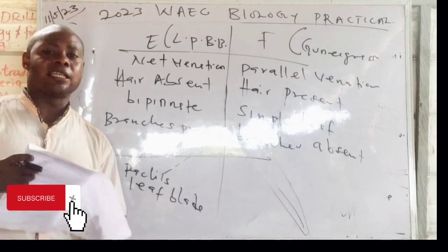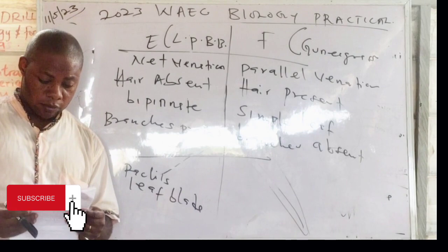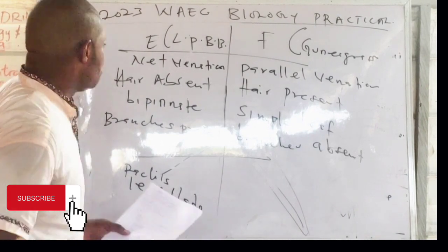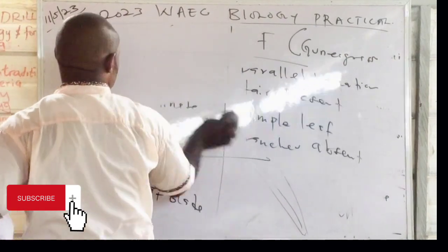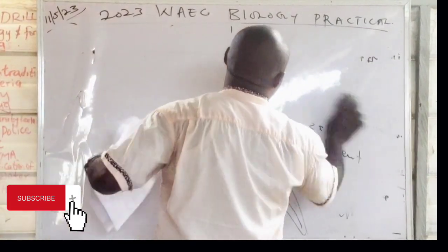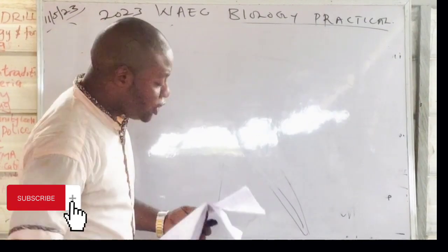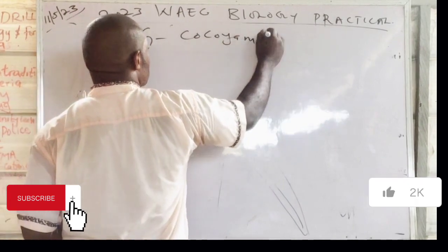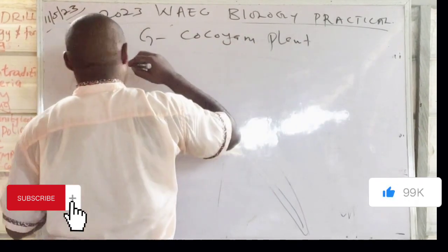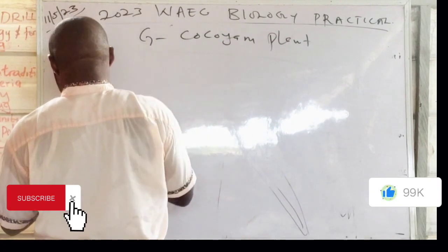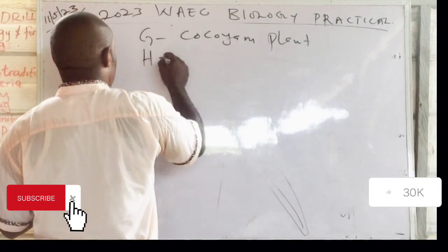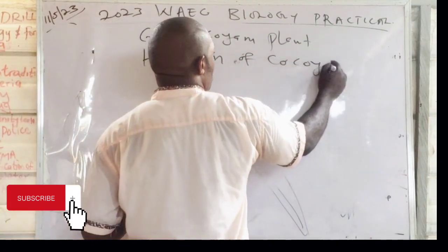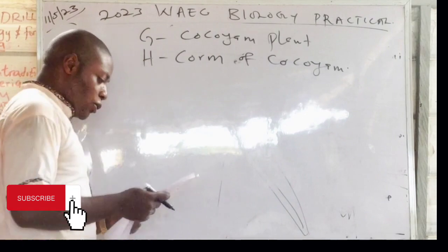So, having said that, after the next specimen is what? Cocoyam plant. G and what? So let us go to G now. Specimen G. Right, specimen G now. Specimen G is what? Remind me again. Cocoyam plant. Then the next is what? Form of cocoyam. That is H, right? Yes. H is comb of cocoyam. Comb of cocoyam. Let's go, shall we?